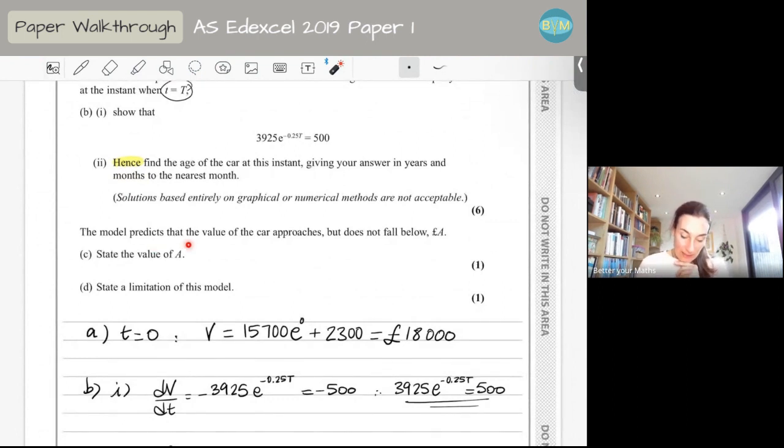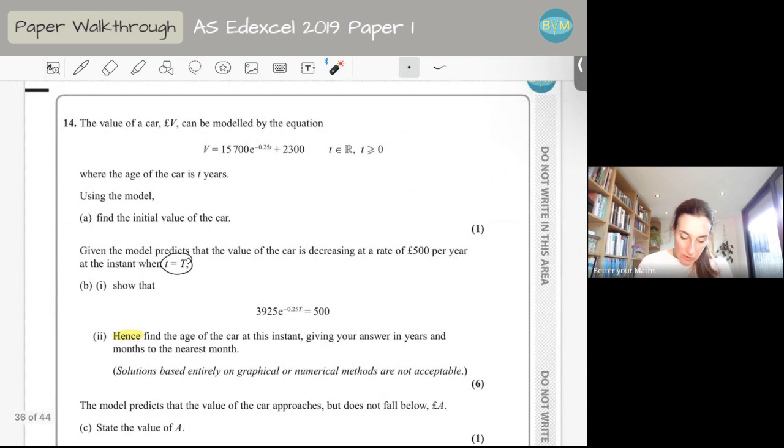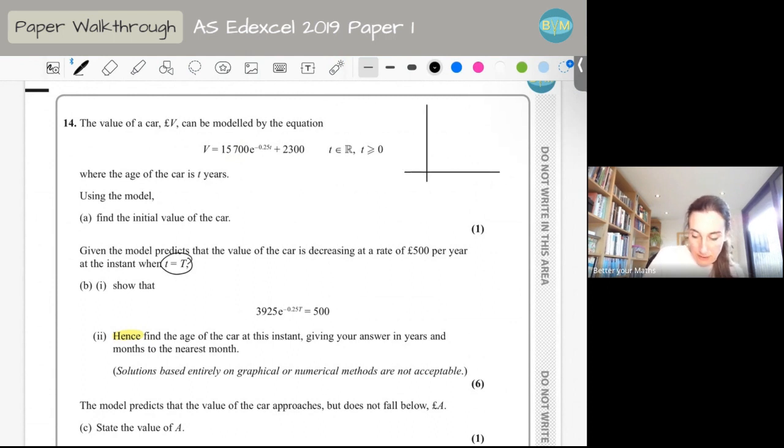Then the model predicts that the value of the car approaches but does not fall below a certain amount. State the value of A. There are a few ways of thinking of that. I would remind you how the graph of an exponential looks like, because I think it's going to help you. So remember, an exponential, when I have e to the power of a positive number, so e to the power of 2, for example, is doing this.